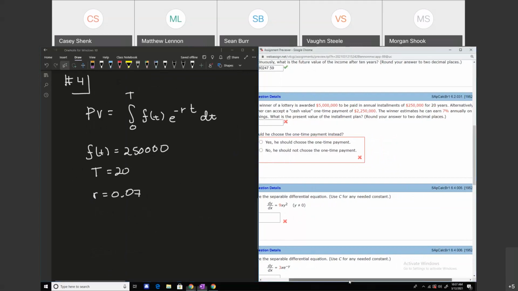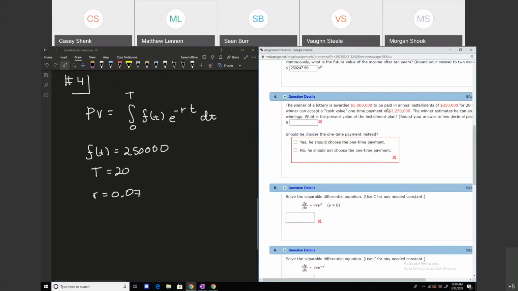So we're trying to compare this to a cash value payment of 2.25 million if he takes the lump sum at once. It seems like you get less money if you take the installments, but if you're smart about investing it, can you actually make more money than the lump sum payment in present value? So that's what we're trying to figure out here.